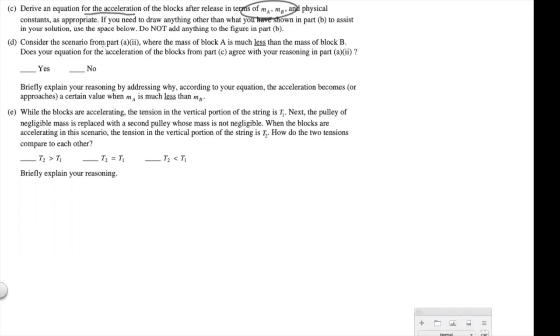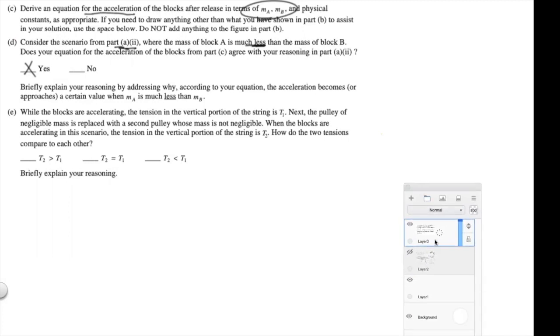Okay, consider the scenario from part A 2, where the mass of block A was much less than the mass of block B. Does your equation for the acceleration of the blocks from part C agree with your reasoning? Yes, it does. Now, why? Why is the answer yes?